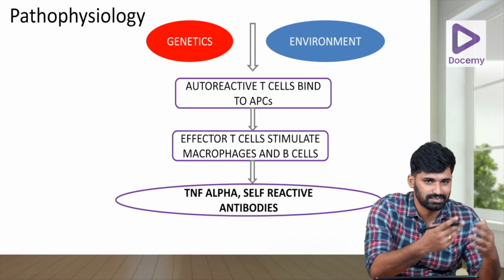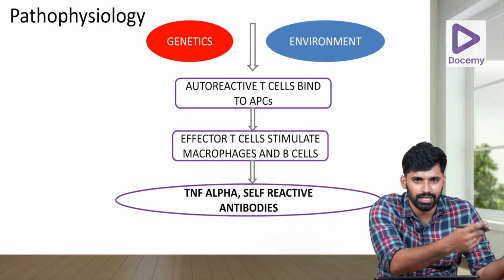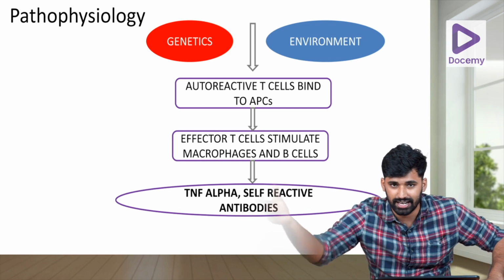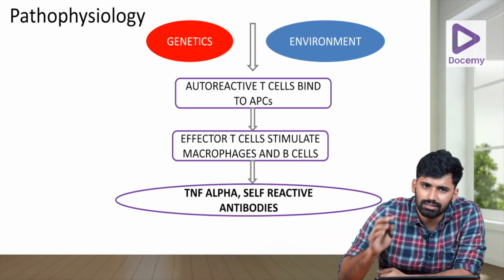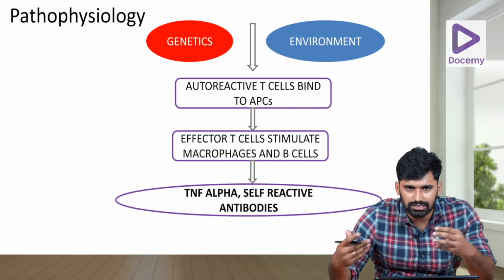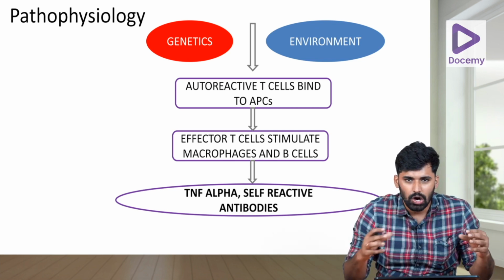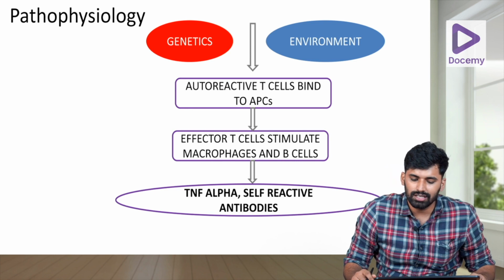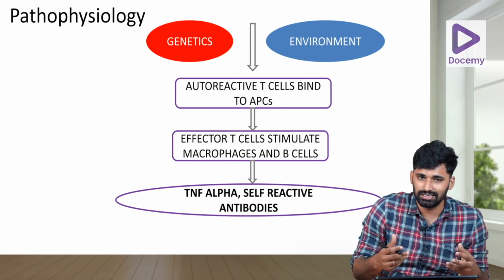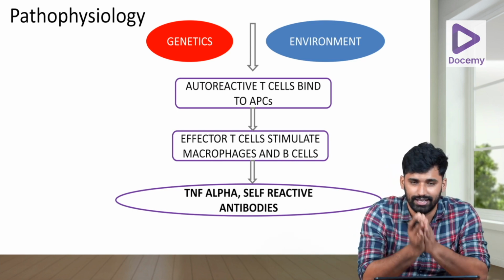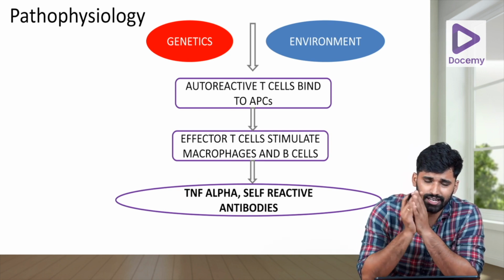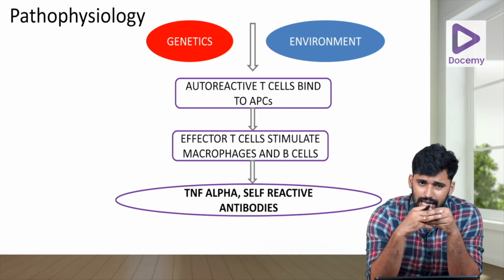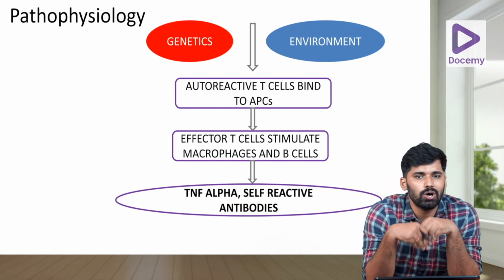We discussed genetics, PAD4 mutation, PTPN22. We discussed environment, smoking and microorganisms that can cause citrullinated peptide. All these contribute and they alter the antigen, causing antigen presenting cells to produce self-antigen. When antigen presenting cells are bound to self-antigen, the T cells which bind to the antigen presenting cells become autoreactive.